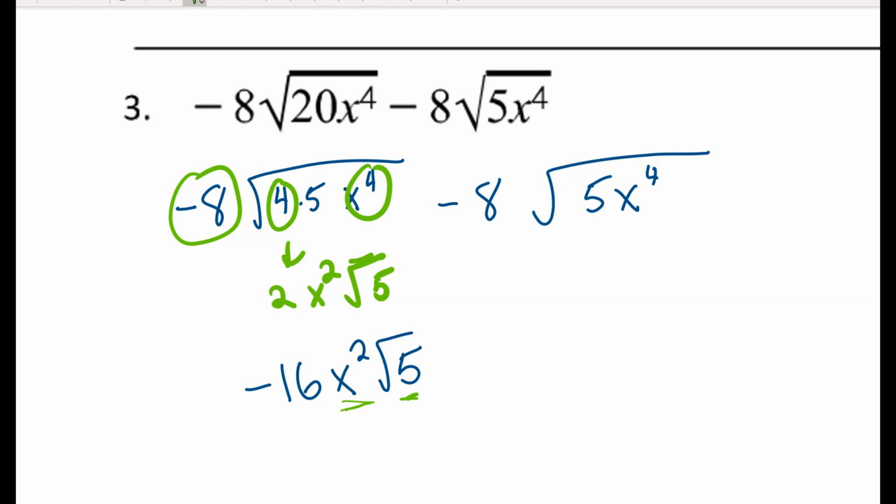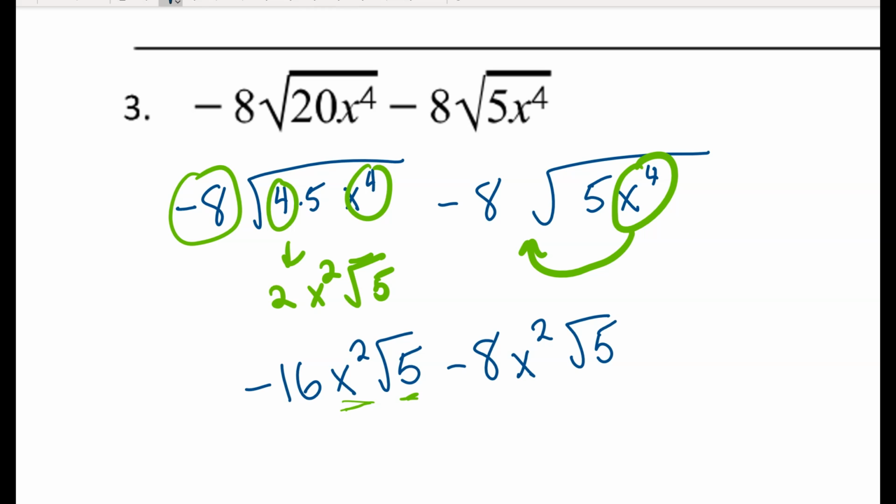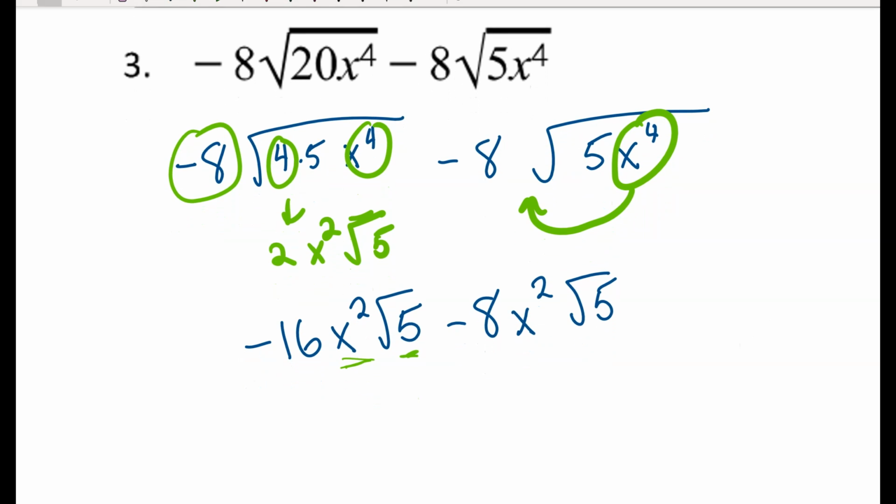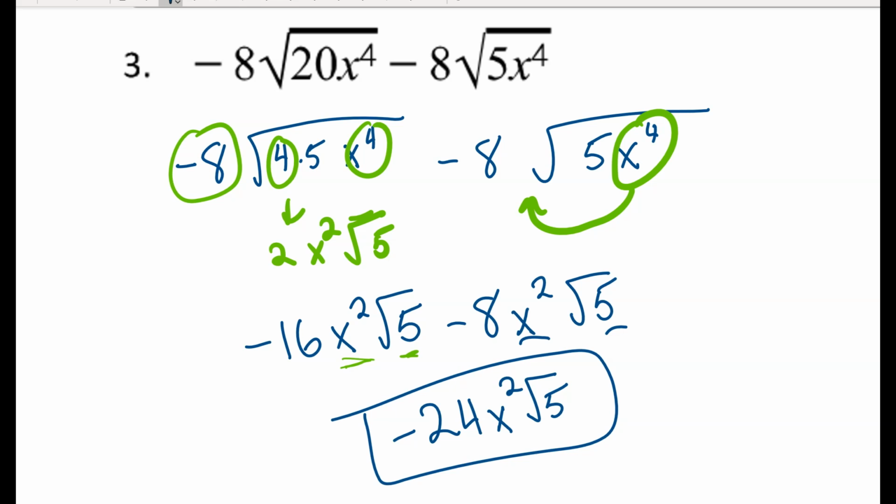So let's see what we got. Well, the 5 there's nothing we could do with, but x to the 4th should come out as just x squared, because again, that's an even numbered exponent. So I'm left with minus 8 x squared radical 5. And lo and behold, I have an x squared here and a radical 5. So now I can just combine the coefficients. Negative 16 minus 8 becomes minus 24 x squared radical 5.